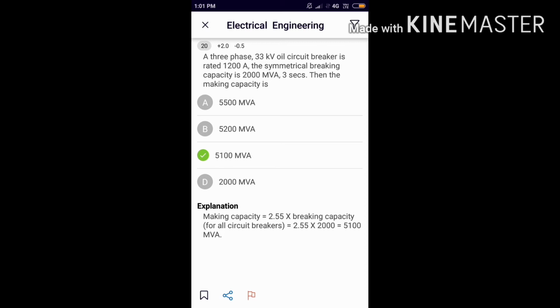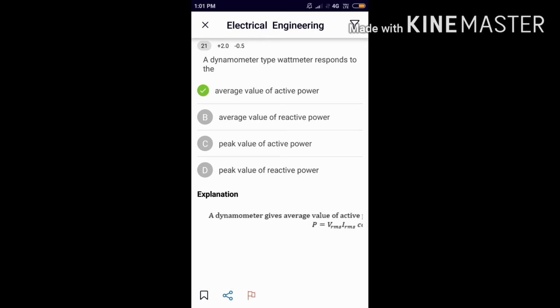This is a three-phase 33 kilovolt oil circuit breaker rated 1200 amps. The symmetrical breaking capacity is 2000 MVA, 3 seconds. Then the making capacity; this question asks for the making capacity. We will solve it on the board, but this is a very easy question.